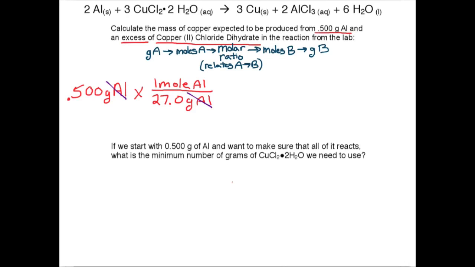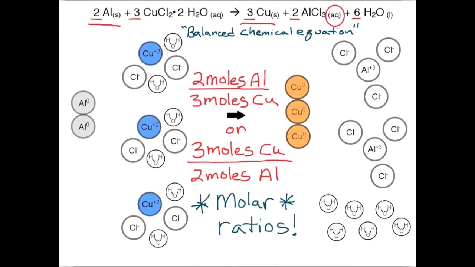Now this is where we connect the aluminum to the copper by using the molar ratio. Now let's recall again how the molar ratio could be written as 2 moles of aluminum per 3 moles of copper, or as 3 moles of copper per 2 moles of aluminum. Well, which one are we going to use?